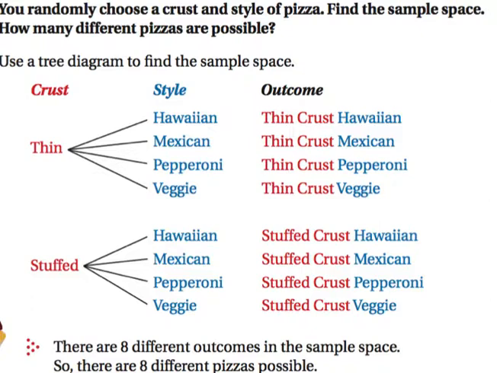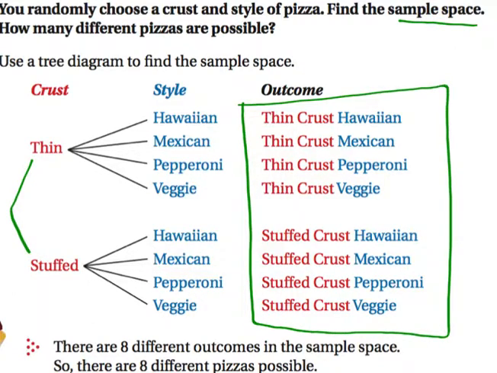You randomly choose a crust and style of pizza. Find the sample space. How many different pizzas are possible? Alright, first it says to find the sample space. Right here you can see a tree diagram. We've got thin or stuffed crust, and each of those branches out into Hawaiian, Mexican, pepperoni, or veggie. This is our sample space: thin crust Hawaiian, thin crust Mexican, thin crust pepperoni, thin crust veggie, stuffed crust Hawaiian, stuffed crust Mexican, stuffed crust pepperoni, and stuffed crust veggie. That is our sample space.